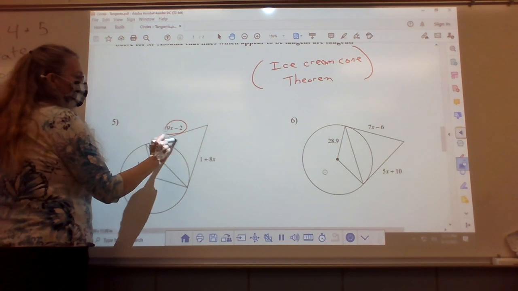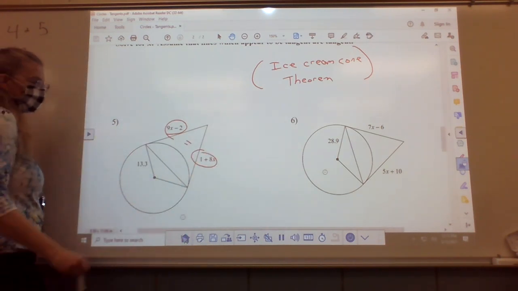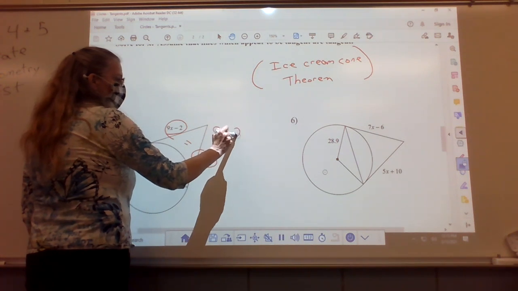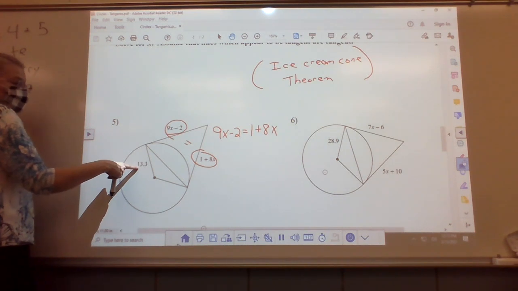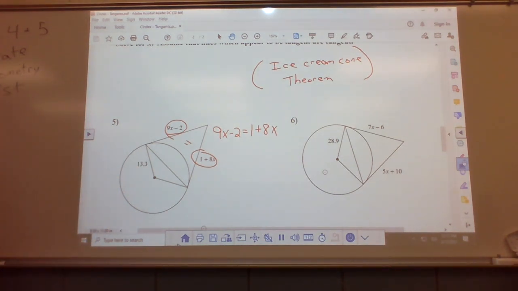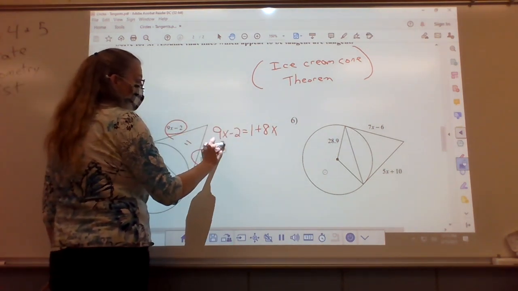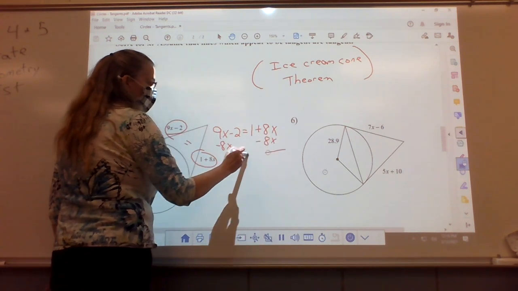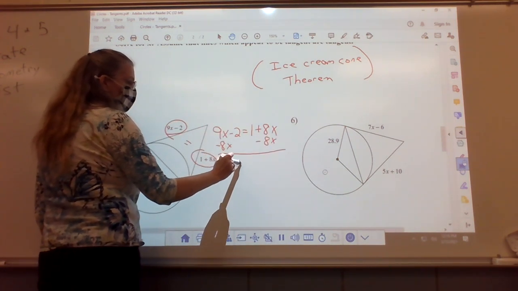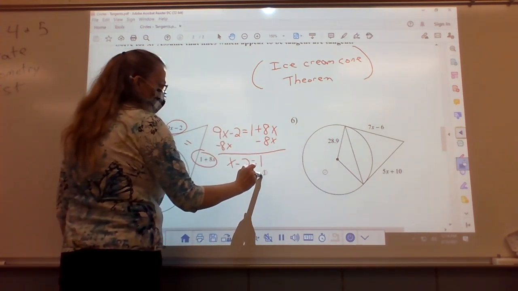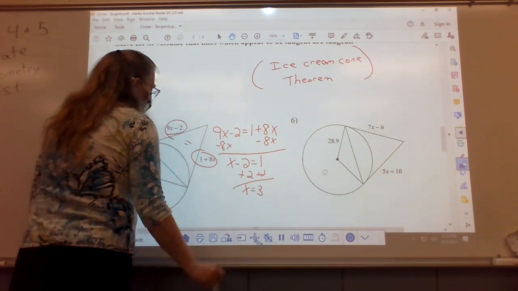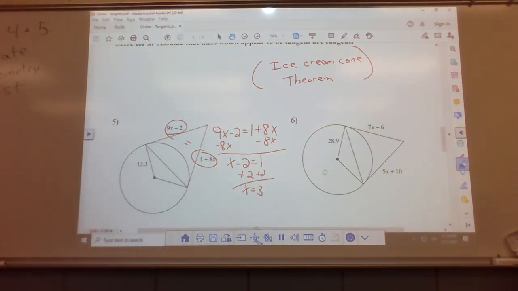So again, this gets set equal to this. That's all. 9x minus 2 gets set equal to 1 plus 8x. Yes, there's a number here, but I don't even need it. It doesn't really do anything for me in this problem. It's just there to kind of throw me off guard. Subtract the 8x. 1x, which is just x, minus 2 equals 1. Add the 2. x equals 3. So therefore, my x is 3. I could have you plug it back in, but I didn't. x is 3.